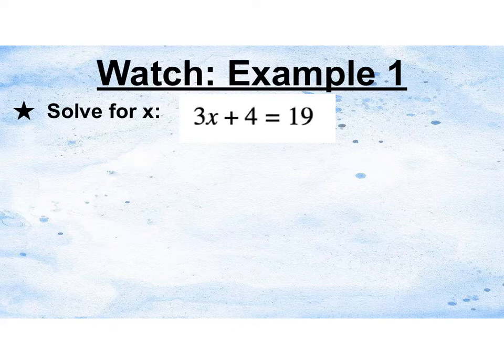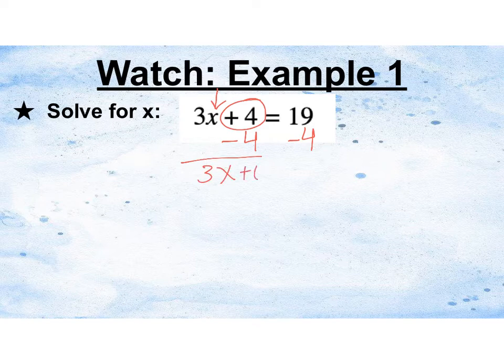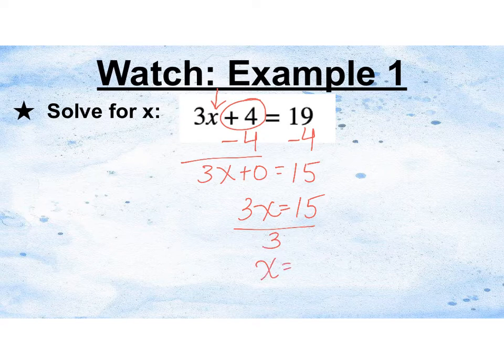So when we want to solve for x, we want to keep our eye on the x. We want to undo the addition, and we undo the addition with subtraction. So I'm going to subtract 4 from both sides. Remember, with algebra, anything you do to one side, you have to do to the other side. So this is going to become 3x plus 0, and that equals 15. So if 3x equals 15, that means x is being multiplied by 3. So I can divide everything by 3. And x equals 5.